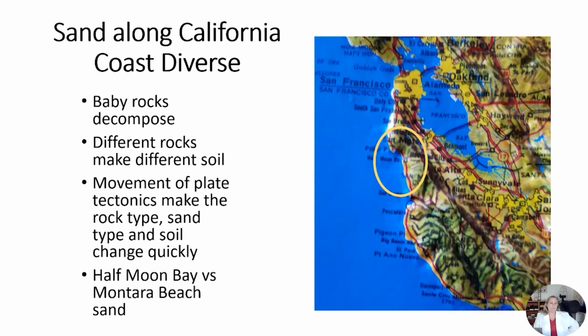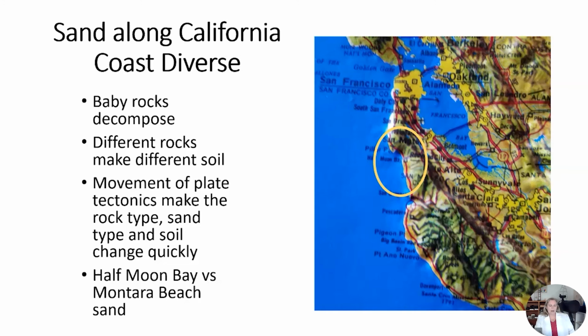how heavily over time. So we are going to look at some sand that is right along the California coast. We're looking at the Half Moon Bay area, right above Half Moon Bay, and baby rocks, again, decompose from that mother rock. And these different rocks then make different types of soil. That's going to be our next class. Because we're right here on the plate tectonics, you're part of that San Andreas Fault area. That's also going to dictate your rock and sand type and how quickly things can change.